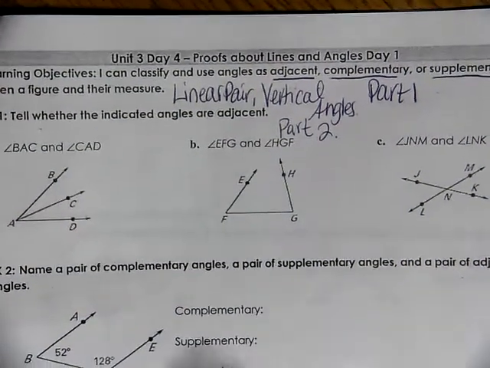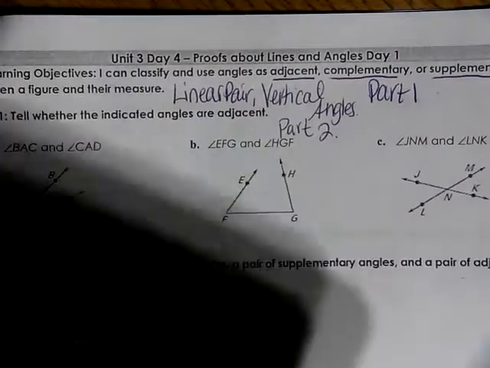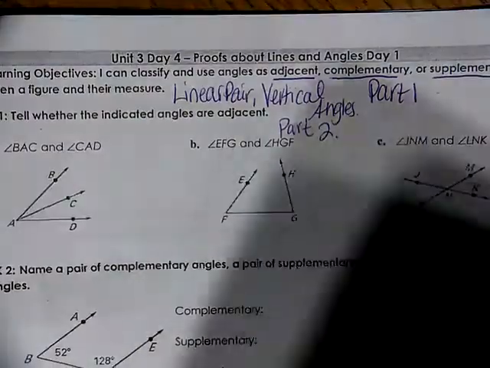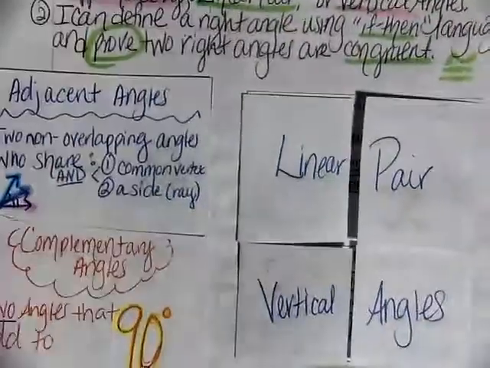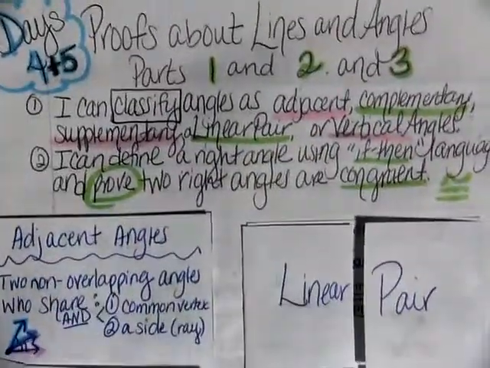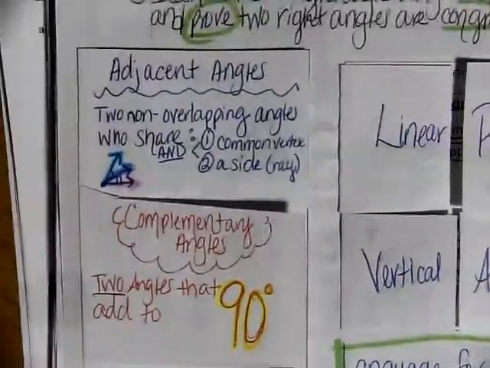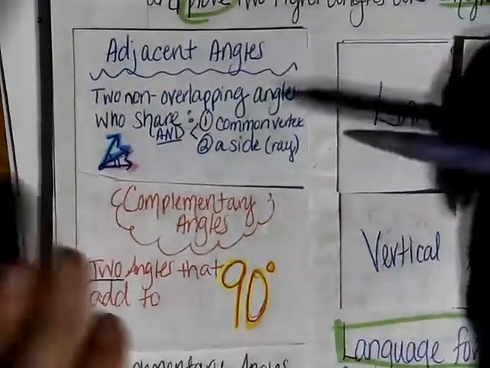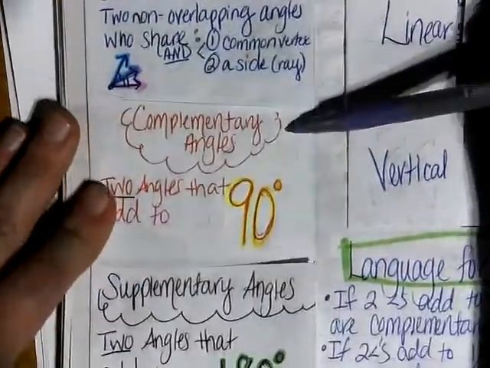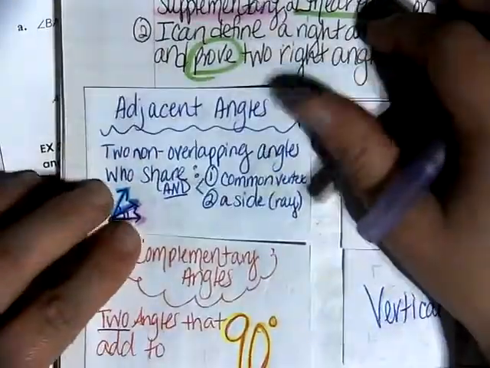Before you get started with this video lesson, please make sure that you have watched and completed the vocab video lesson for all three parts. So in this lesson, we learned about adjacent angles, complementary angles, and supplementary angles. Let's go ahead and recap on those.